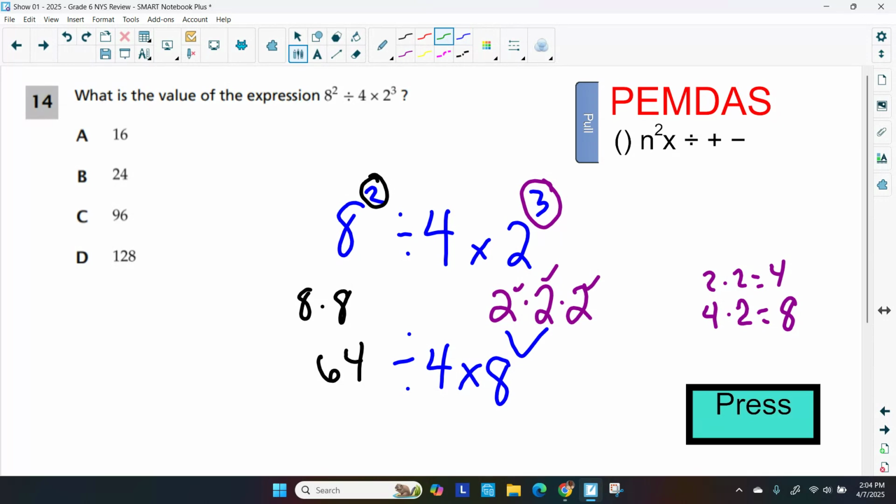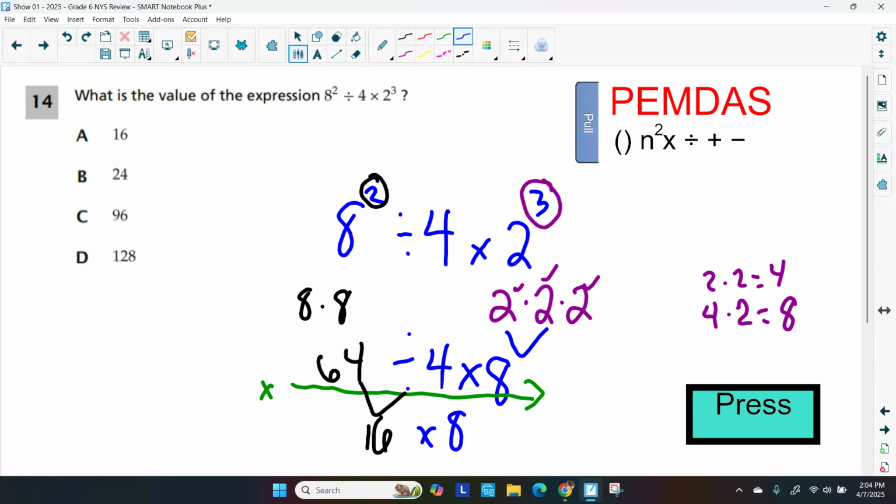But Dr. Rob, wouldn't you multiply first? Because it says M, then D. Well, you have to start from the left and work your way to the right, because multiplication and division are equal operations. So you start from the left and work your way over to the right. So 64 divided by 4 is 16. And now I still have a times 8.